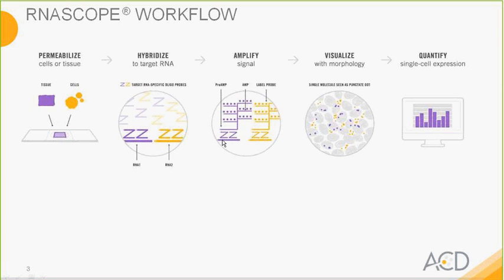The next step is amplification. After the ZZ pairs bind, preamplifiers bind, followed by a series of amplification steps. Binding of label probes, which are usually chromogenic or fluorescently labeled. The next step is to visualize single molecules seen as punctate dots shown here, followed by quantification.